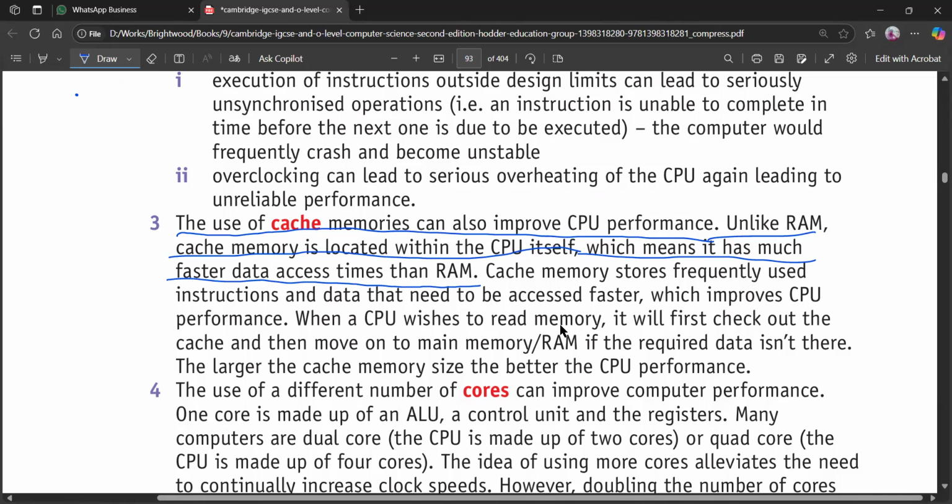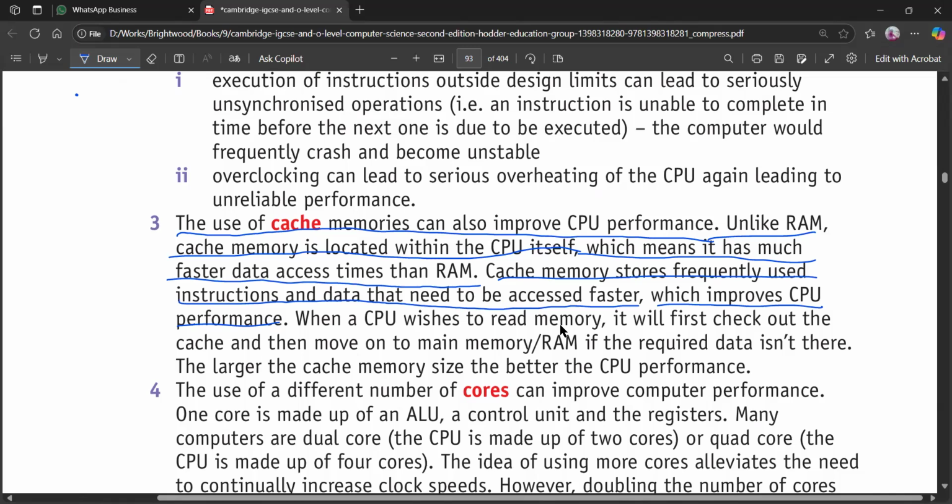Cache memory stores frequently used instructions and data that need to be accessed faster, which improves CPU performance. So CPU performance can be improved by using cache memory.